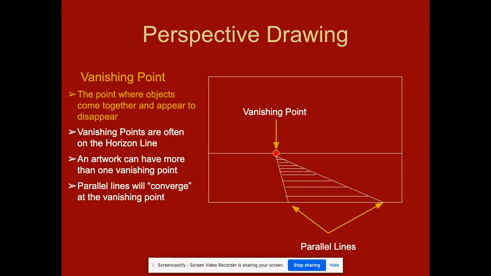Now, with the vanishing point, that is where objects come together and appear to disappear. Vanishing points are often on the horizon line, and an artwork can have more than one vanishing point. So, when you hear people refer to one point perspective, we are talking about one vanishing point. When you hear 2 point perspective, we are talking about two vanishing points. And then any parallel lines in your piece will converge or meet at the vanishing point.